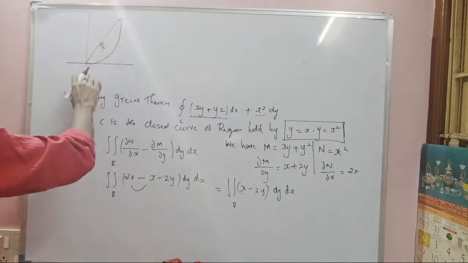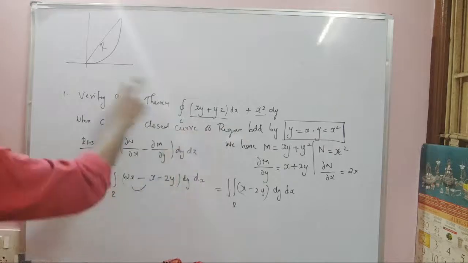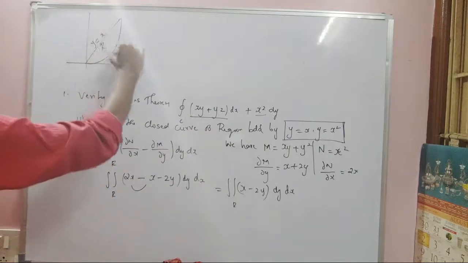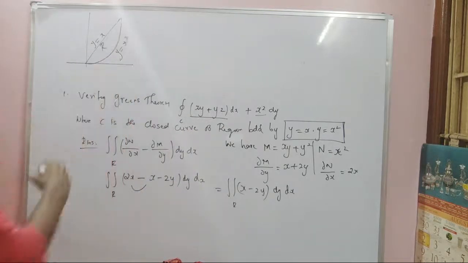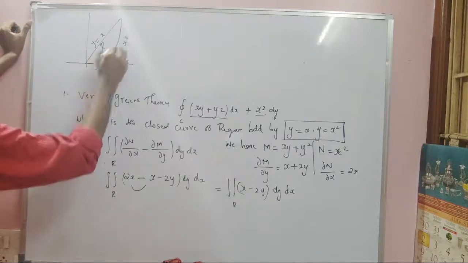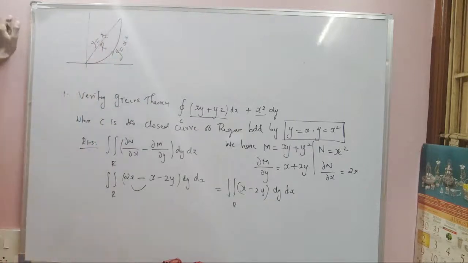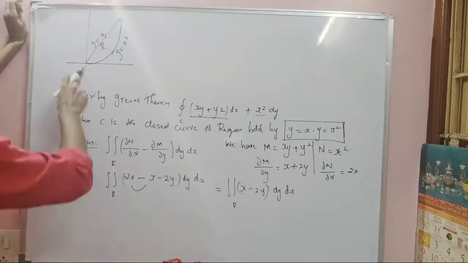This is our R bounded by y is equal to x. So this is y is equal to x and this is y is equal to x square. So we're going to travel in this path, right? Yes. Now what is the point of intersection?